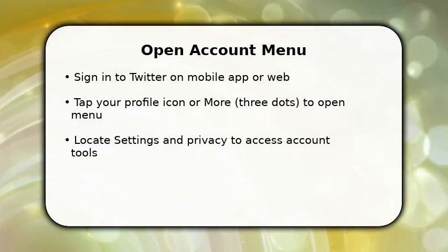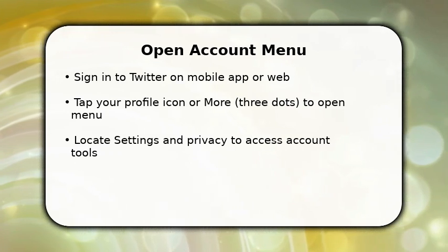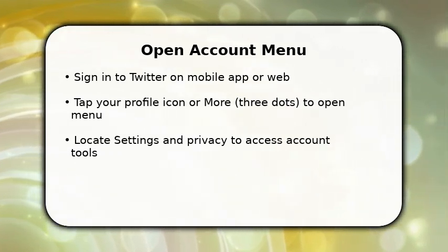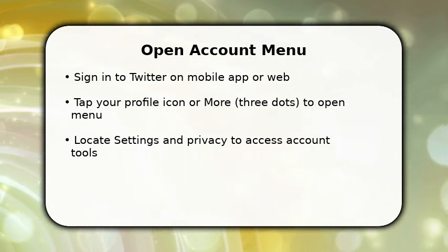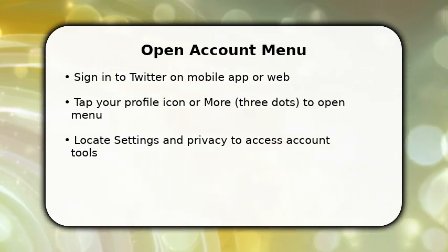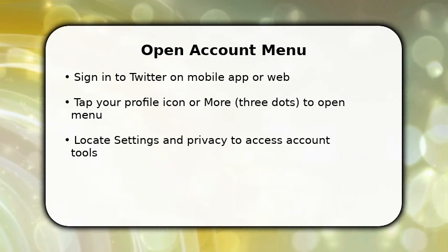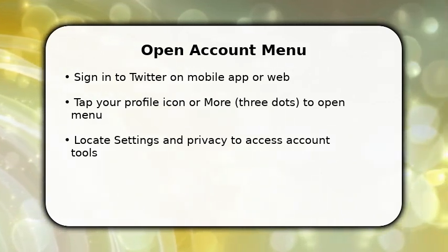You start by signing in and opening the account menu. This gives you access to activity controls. Once done, tap your profile icon or the More button on Web to reveal settings and privacy. You need this panel because Twitter centralizes history and data controls here.